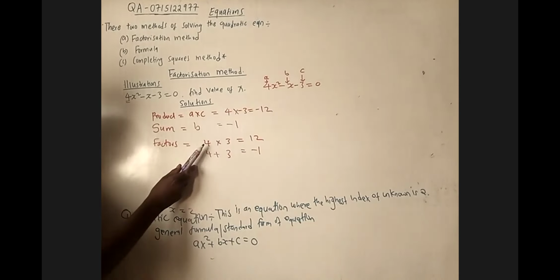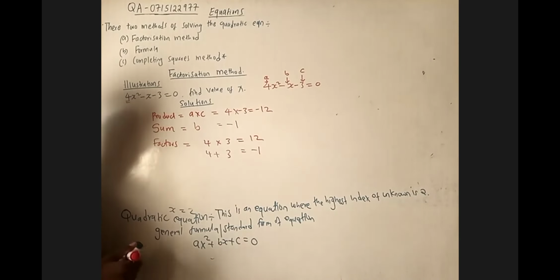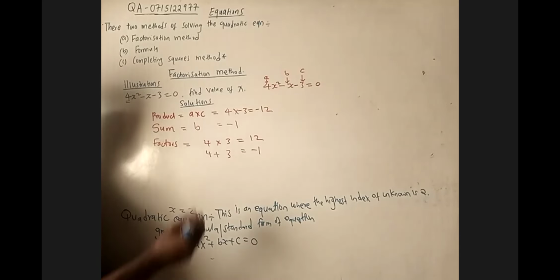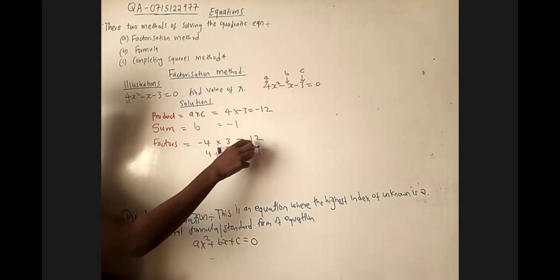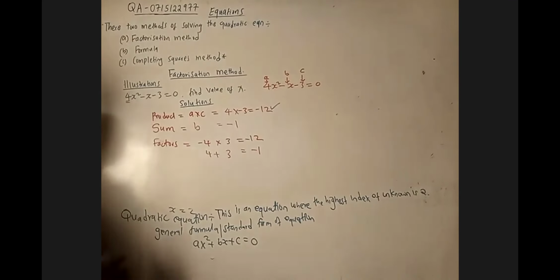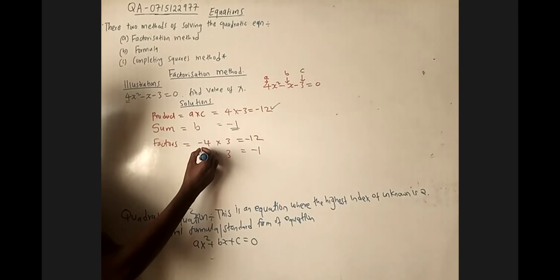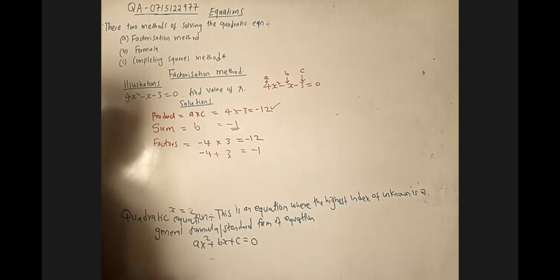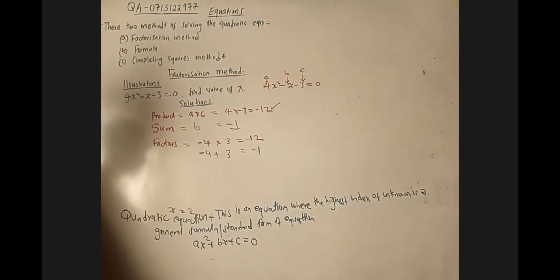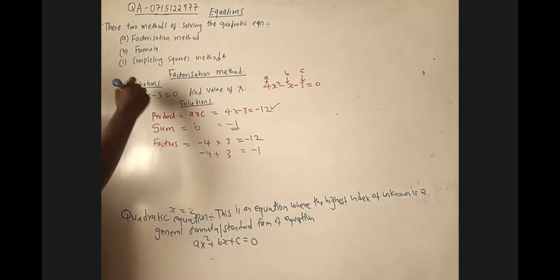So tukichukua minus 4, for example, minus 4 times 3 itakuwa ni minus 12, which is our product. Then our sum, minus 4 plus 3, will it give us minus 1? Yes, it will give us minus 1. So we can now put it in the equation.